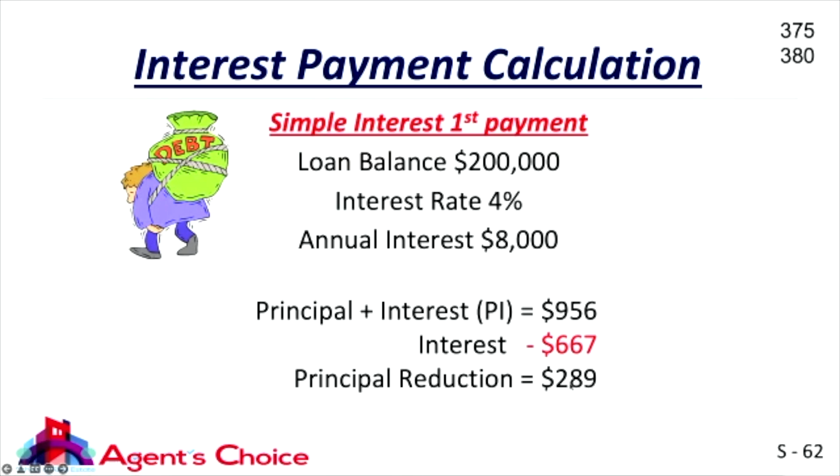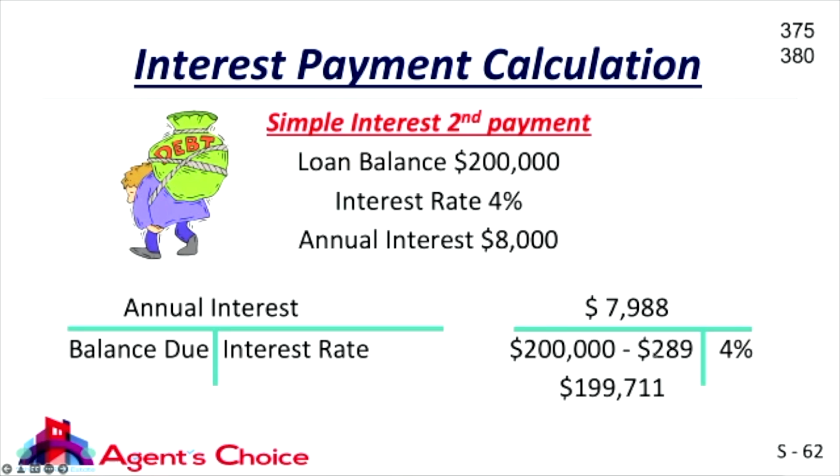When we make our first monthly payment, $667 of that payment is going toward interest, which means $289 of it is that much less of what you're going to owe. So let's subtract that 289 from the loan balance. Now our new loan balance after the first month is $199,711. Are we good on that? We'll do one together in a minute. I'm just recapping what we saw the other night.